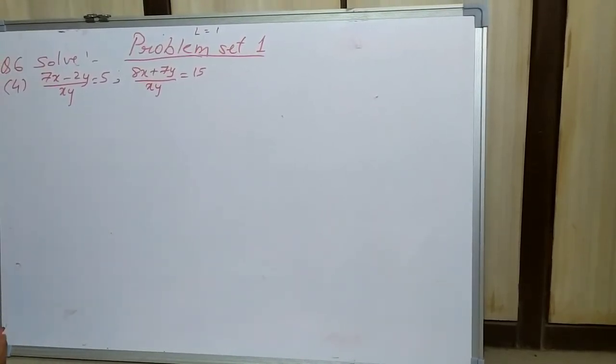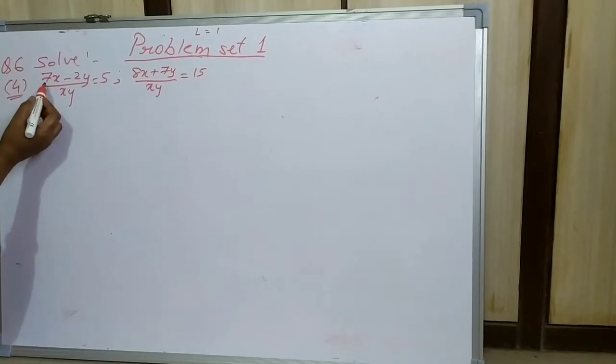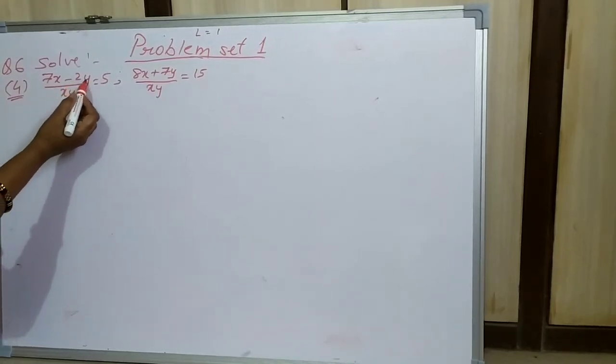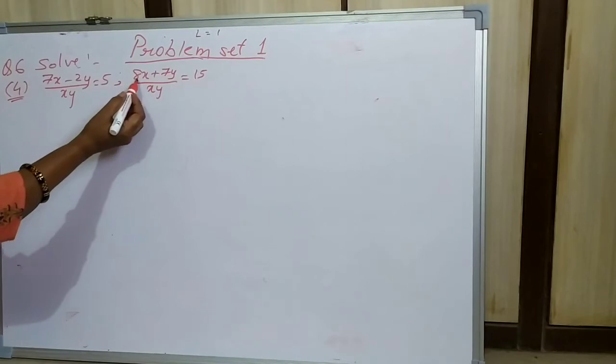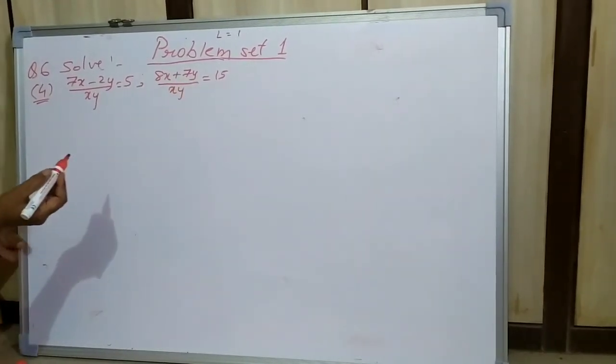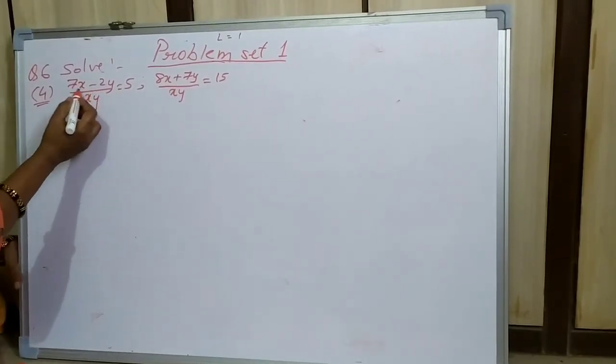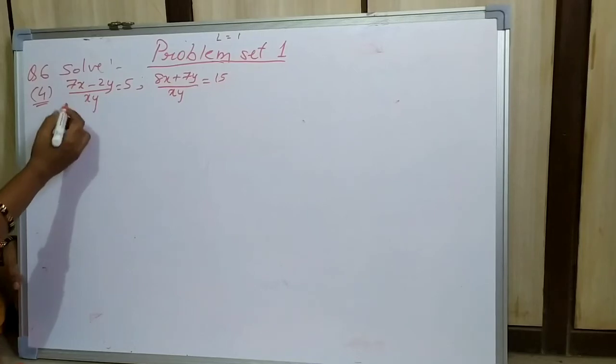Now we'll solve question number 4. After solving the third, we will do the fourth one. Now see the question. (7x minus 2y) upon xy is equal to 5. (8x plus 7y) upon xy is equal to 15. In both these equations you see xy is the denominator, which is common for the terms. So we will separate this.